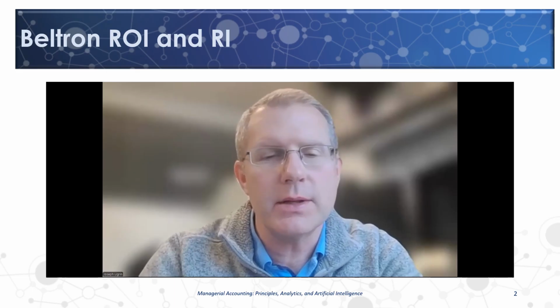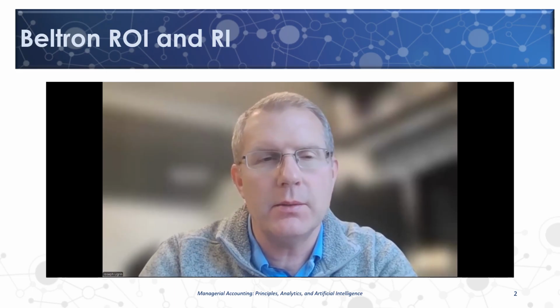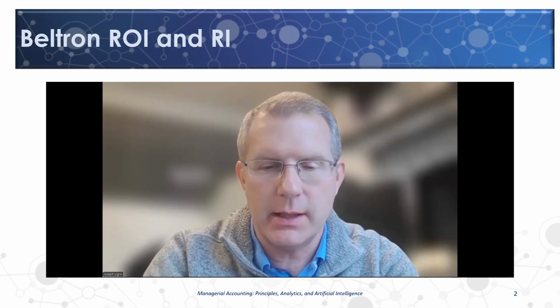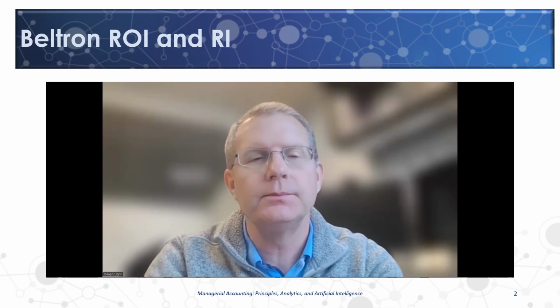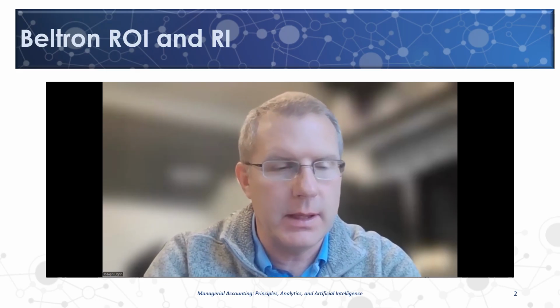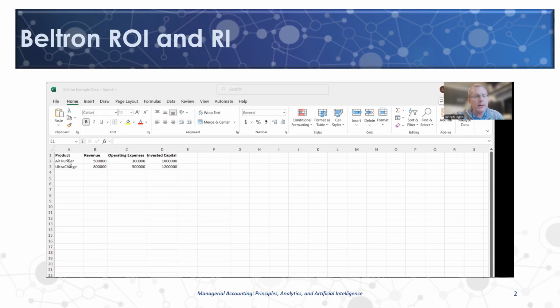Okay, let's go into Microsoft Excel and see how we can use Excel to compute return on investment and residual income. And we'll do some graphing to create sort of a dashboard so we can analyze that information. Let me go over and share my screen and go to my Excel file. You will need to open up the Beltron example that came with your chapter. The example should have data like this, data about the air purifier and the UltraCharge. You've got the revenue, expenses, and invested capital.